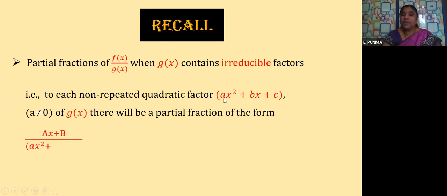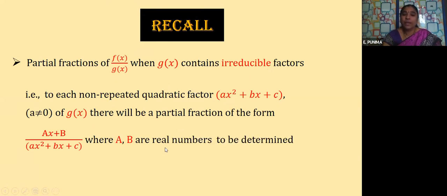What does rule 3 state? If any non-repeated quadratic factor ax square plus bx plus c is there in the denominator g of x, then there will be a partial fraction of the form ax plus b by ax square plus bx plus c. So if the fraction f of x by g of x is a proper fraction, and in g of x you have an irreducible quadratic factor, how can you identify this, children? Yes, you are right. The discriminant of this should be less than 0. Then we can know that it is an irreducible factor.